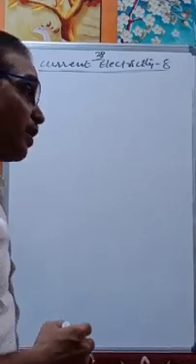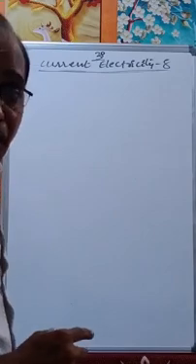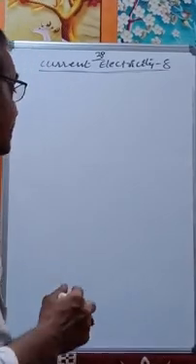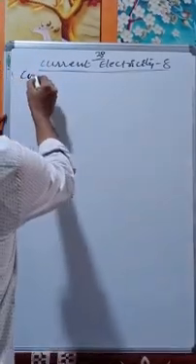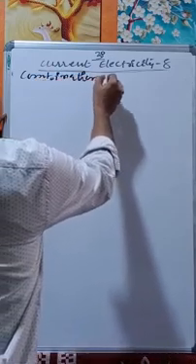Now, in the previous class, we discussed current electricity, the color code, and voltage-current graphs at different temperatures. Now, let us see the combination of resistances.